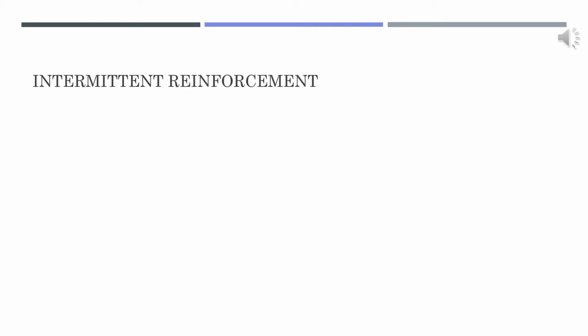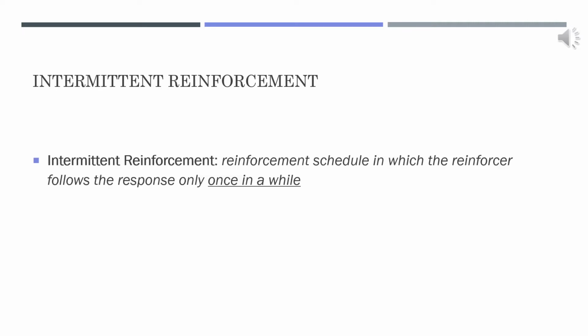Intermittent reinforcement is another type of schedule of reinforcement that you may use with your clients. Intermittent reinforcement refers to a reinforcement schedule in which the reinforcer follows the response only once in a while. Your BCBA should specify how often the reinforcer should be delivered. This is a common method to use when working on skills that are mastered.